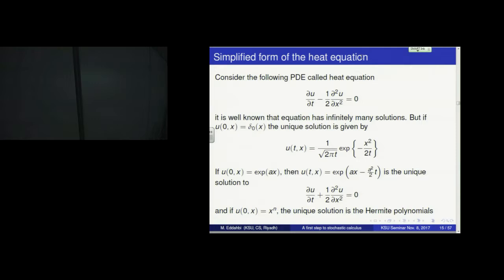But if we consider an initial data, the unique solution is given by this, right? This is exactly the density of a normal distribution, right? What you see here is exactly the density of that process I defined before.